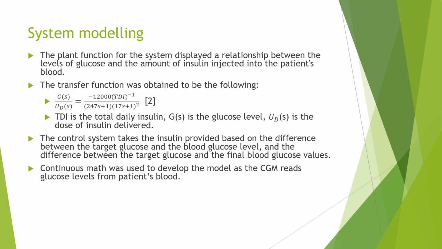System modeling. This slide refers to the planned function of the insulin pump itself. As we can see, it is a relationship between how much glucose is in the blood and how much insulin is being delivered by the insulin pump. The pump delivers insulin based on the difference between the target glucose and the actual blood glucose level using something called a correction factor. And I personally used continuous mathematics to develop the model, as the CGM reads the glucose levels from the patient's blood at a continuous interval.